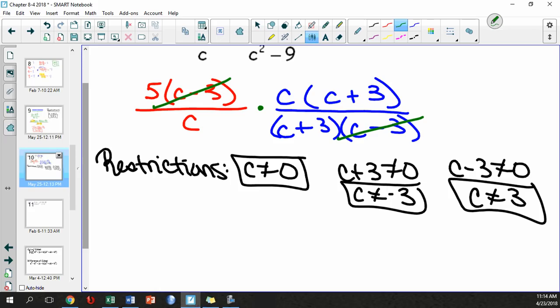Totally legal. Do I have a c sitting single by itself down there in either denominator? I do. So those go away. Do I have a c plus 3 sitting single? I do. So those go away. So what am I left with? And it is done. Do we understand that?